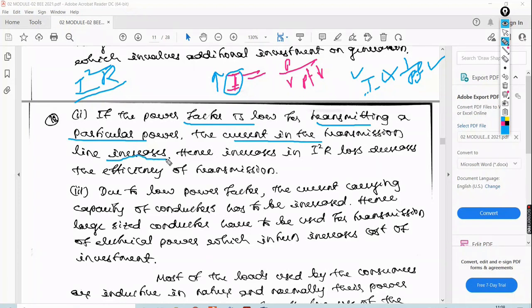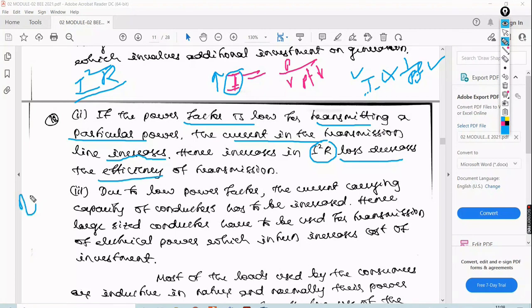During power transmission, we are going to use the transmission lines. If the power factor is low, current will increase. With that increase in current, the losses occurring in the transmission line will also increase. Because the losses increase, there will be a decrease in efficiency.